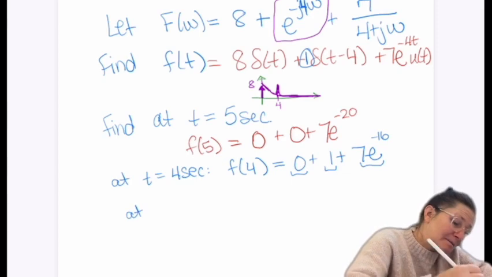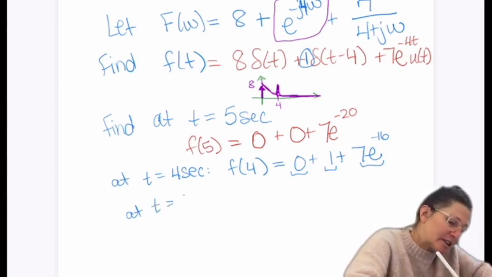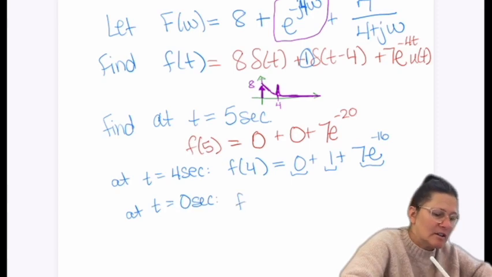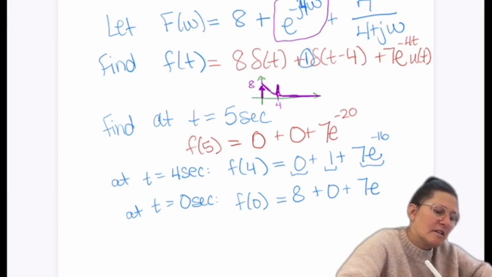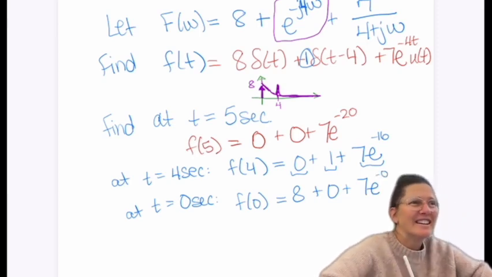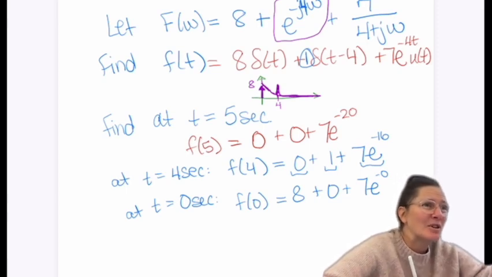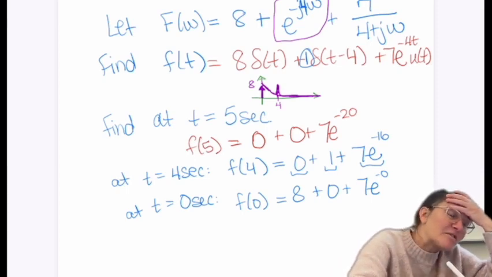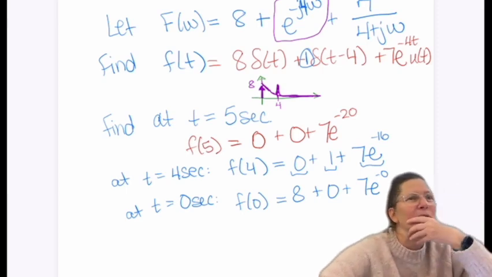So at t equals 0 seconds, what do we have? 8 times 0 plus 7. So that becomes 1, right? E to the 0 is 1. No, but the u of t makes it so that it's 0. Oh, u of t actually is defined at 0 with the value 1. Okay. So it's defined at 0, but the sign of t is not defined at 0.